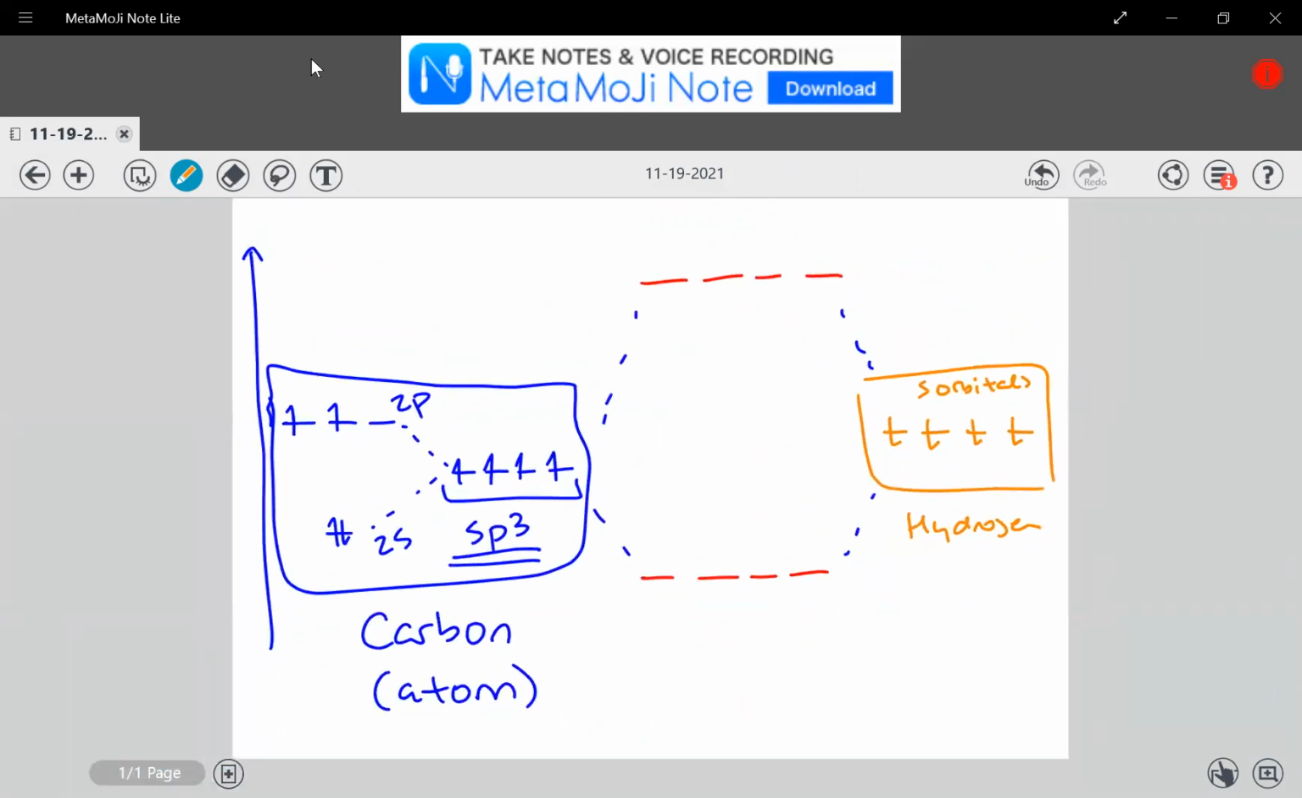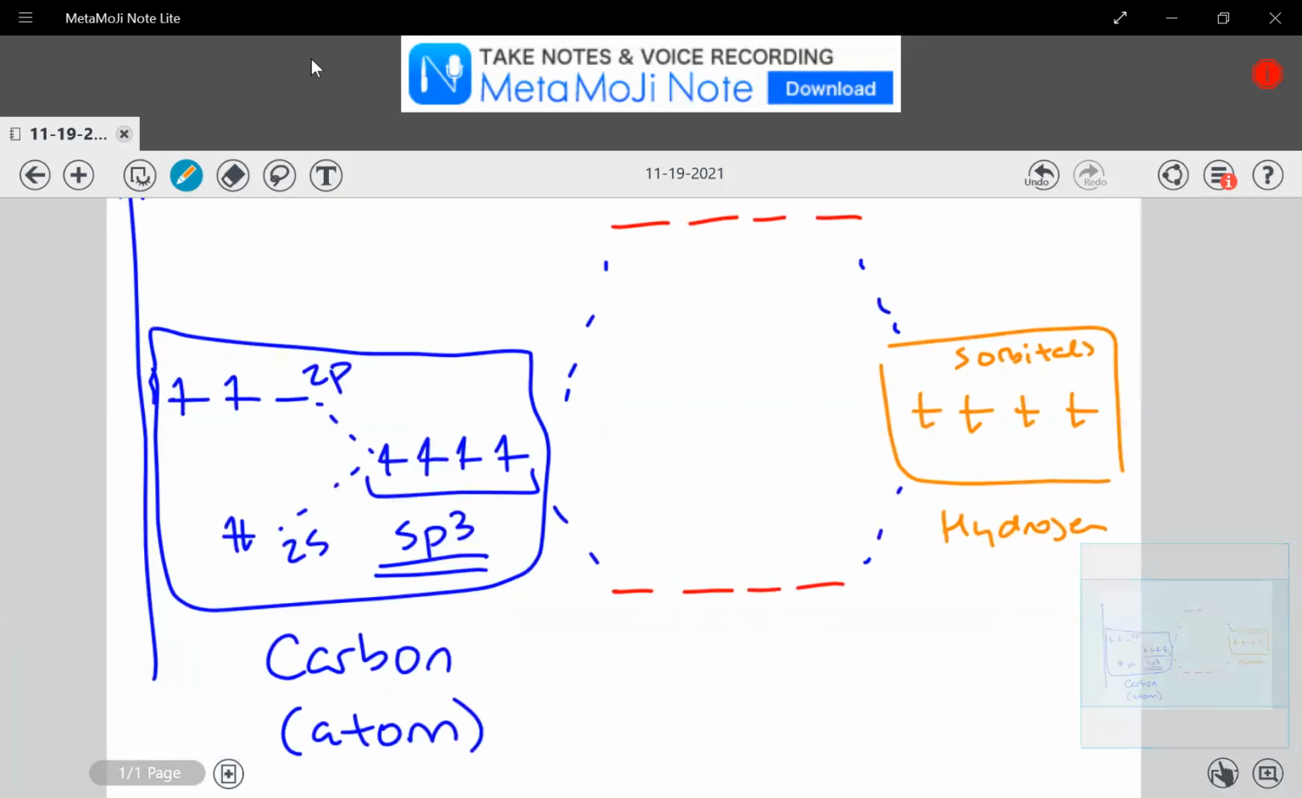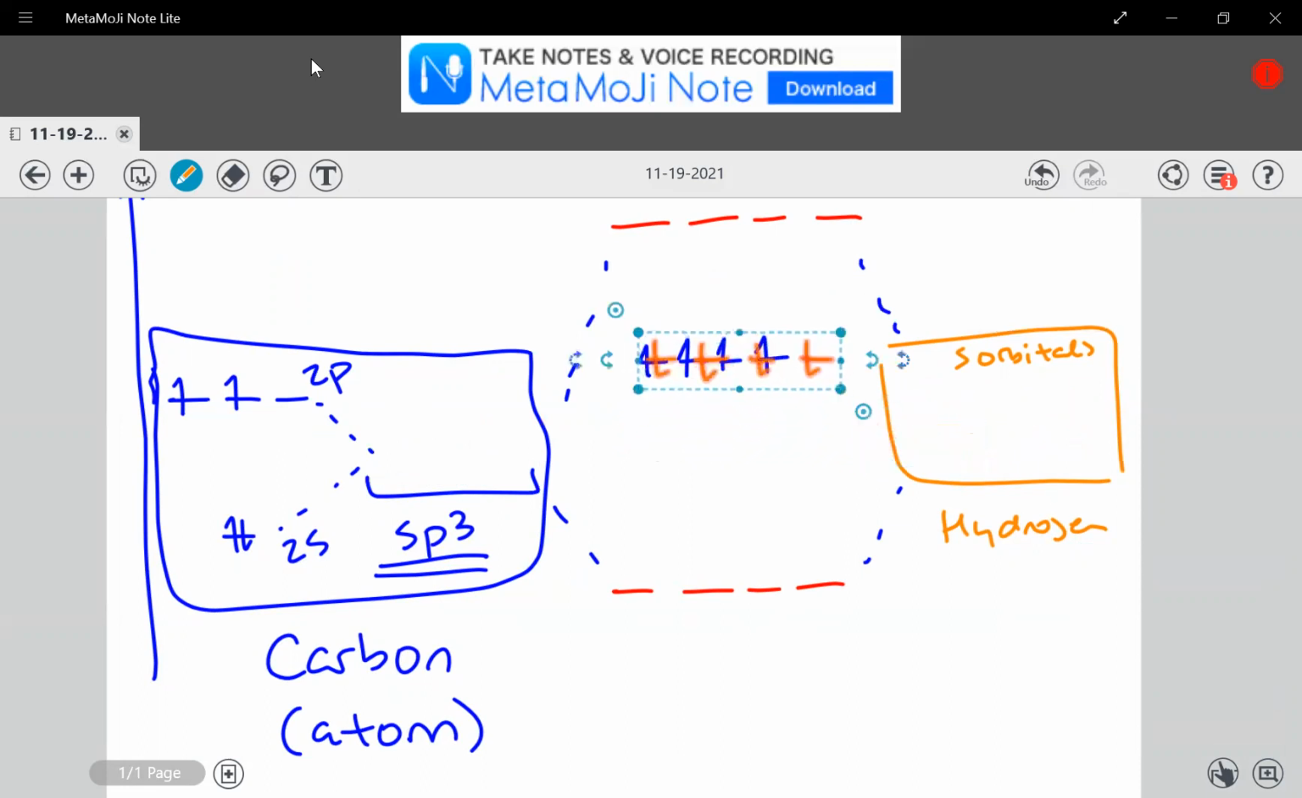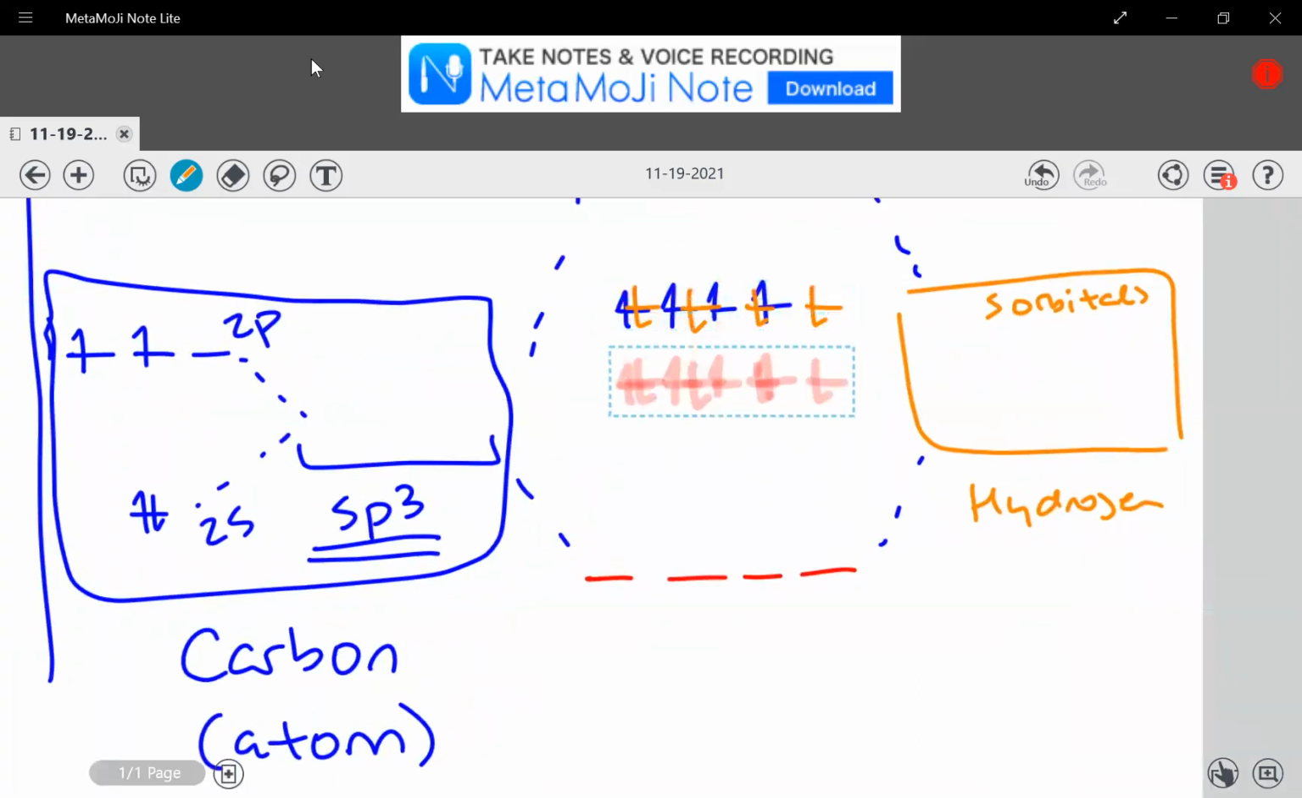One day, by whatever means, the land of carbon and the land of hydrogen collided. This would make more sense if they were planets, so imagine them as planets. Anyways, what happened was that the electrons of the sp3 and the electrons of the s collided, and they formed some bonds. In fact, they formed molecular bonds.